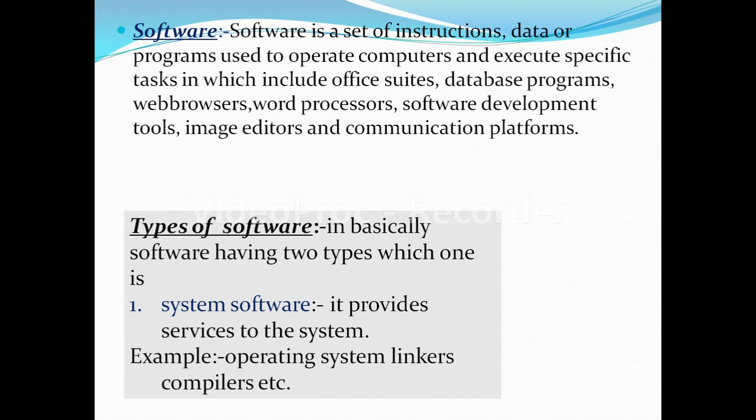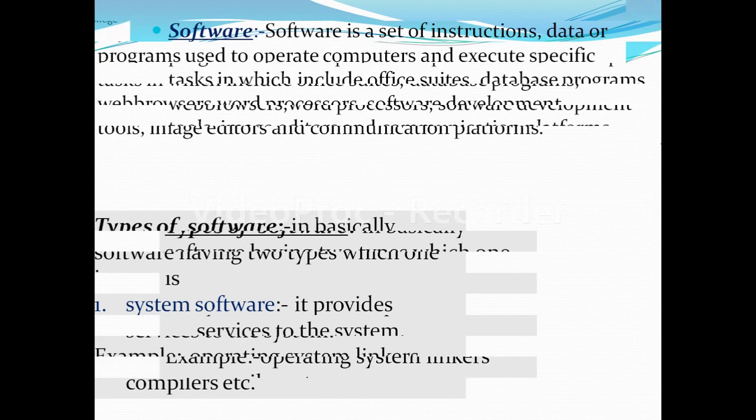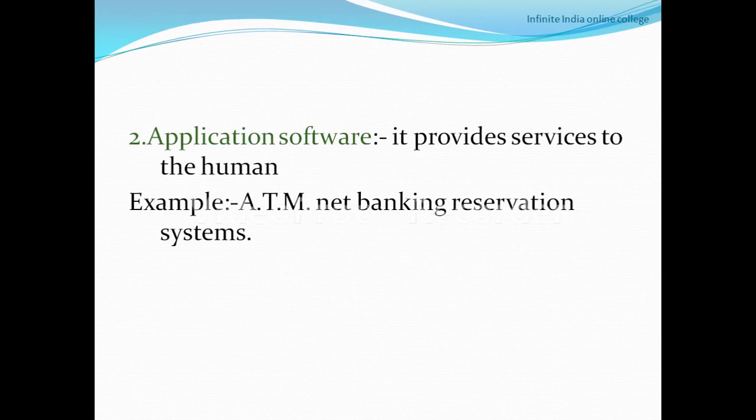Here, software has two types. The first one is system software. System software provides services to the system, for example, operating systems, linkers, compilers, etc. The second one is application software. It provides services to the human, for example, ATM, net banking, reservation systems, etc.